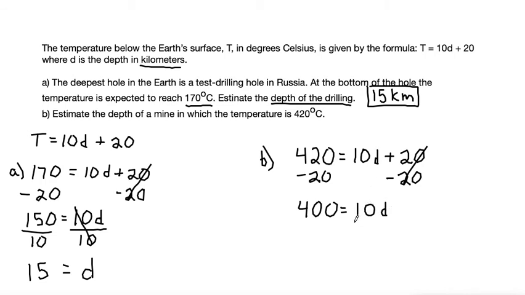And then divide both sides by 10 again to get the D by itself. So that makes D is equal to 400 divided by 10 is 40. And again, that unit, D is always in kilometers when you plug in T as degrees Celsius. So this would be 40 kilometers would be the depth of that mine.